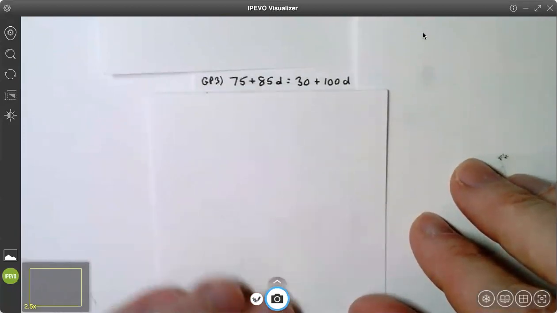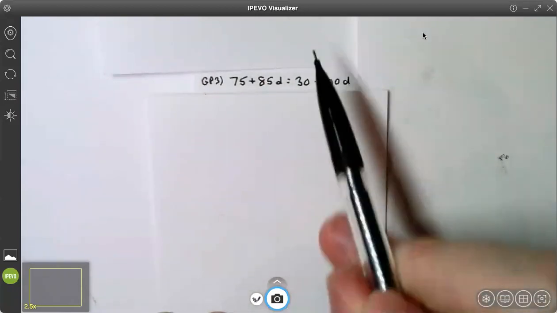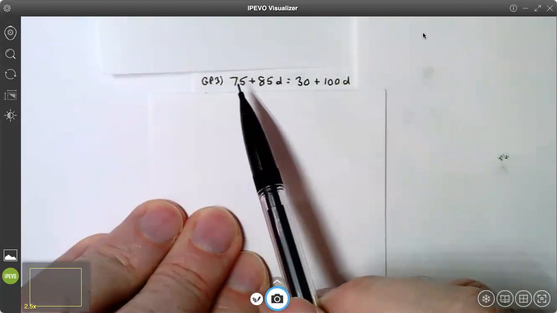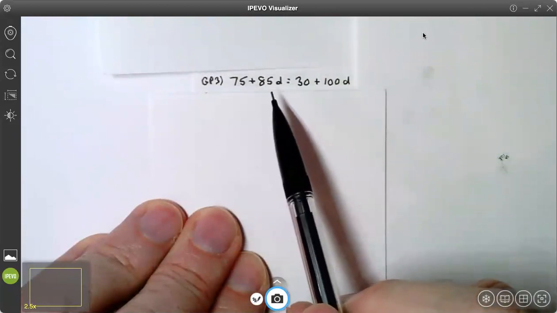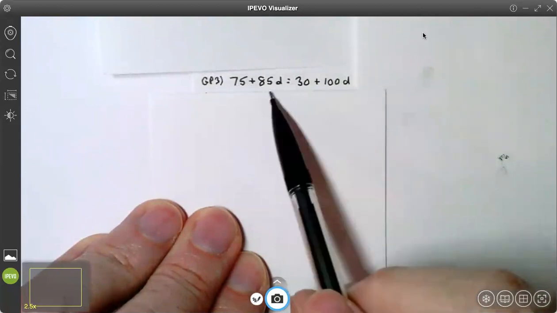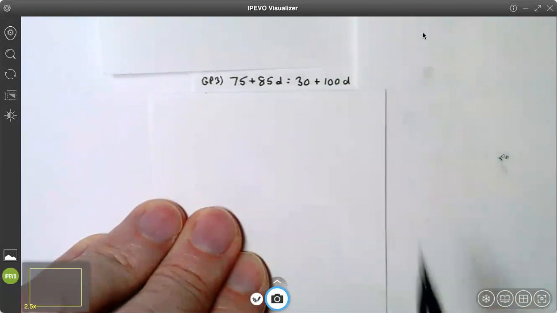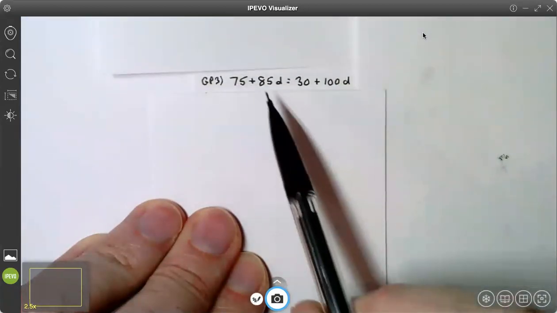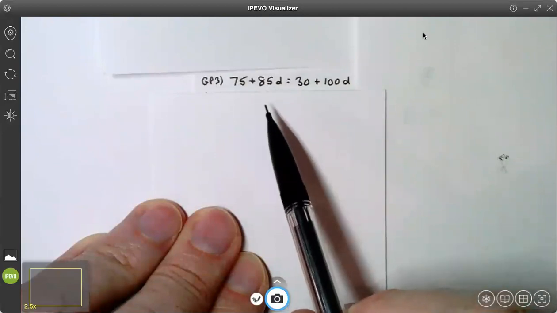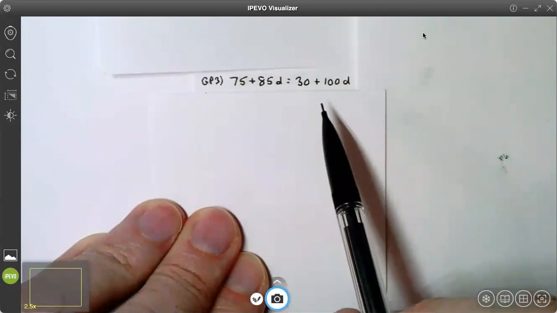So let's pretend that we're renting something. It doesn't matter what, a boat, a car, a cabin. We'll call it a cabin. If the cabin costs $75 to rent plus $85 per day for one cabin, cabin A, cabin B costs $30 up front plus $100 per day. Well, 75 plus 85 is 160, so that's 160 for one day. 30 plus 100 is 130, that's 130 per day.